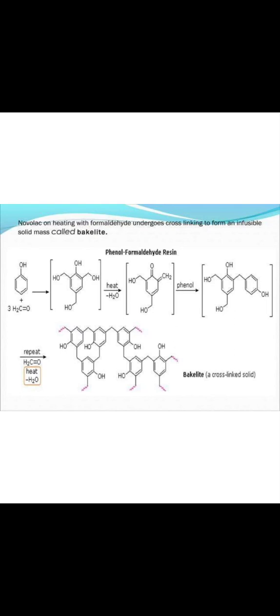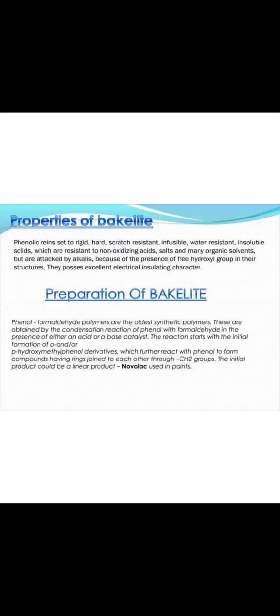And the hexamethylene tetramine also produces the second compound, that is called ammonia. Here ammonia is used in neutralizing the acid catalyst. Okay, so this is the preparation method of bakelite.